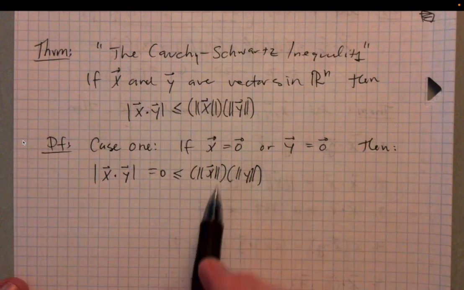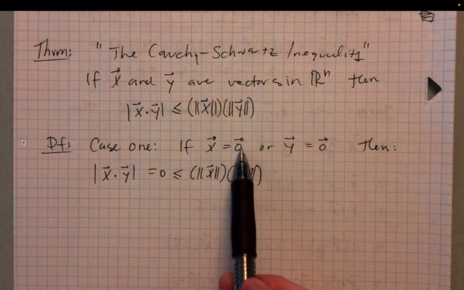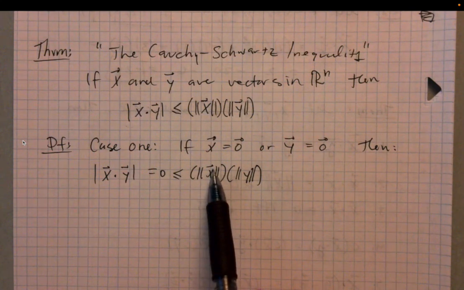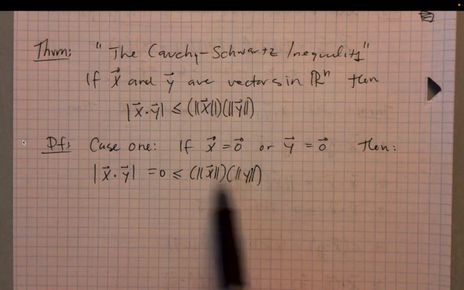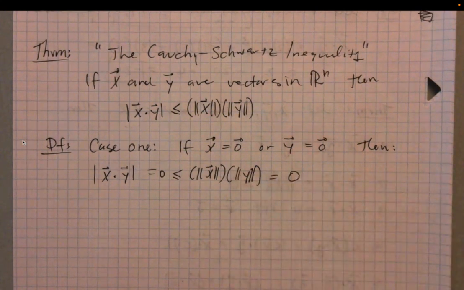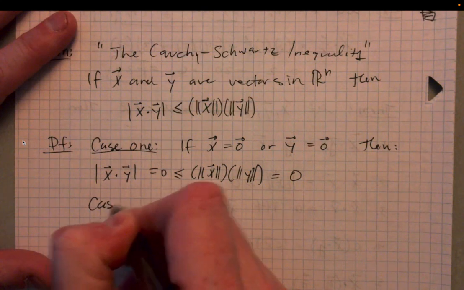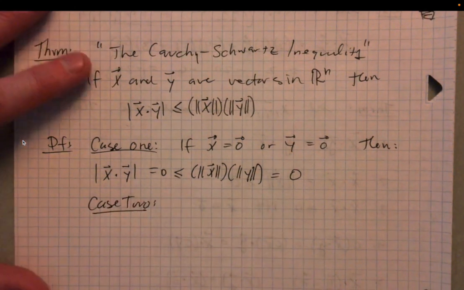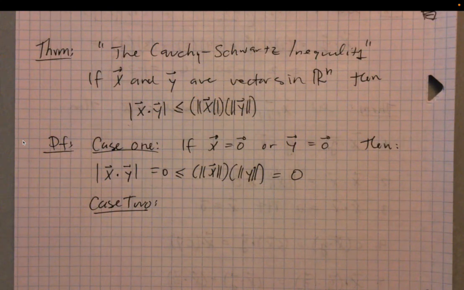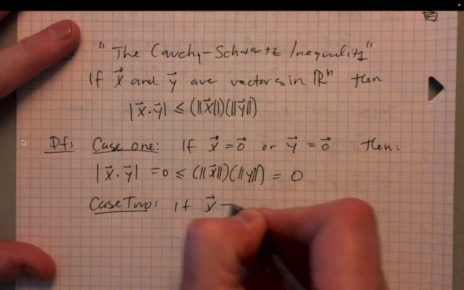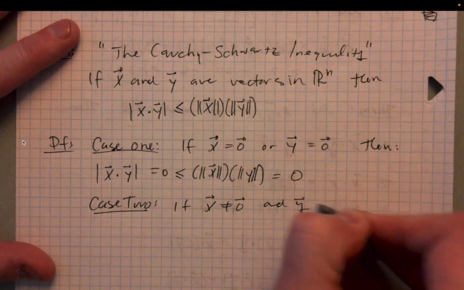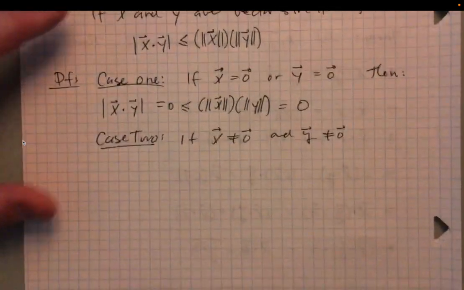So if x is the zero vector, then the length of x is zero, so this will be zero. If y is a zero vector, this will be zero. Either way, one or both of these are zero, and so this has to be equal to zero. Okay, so case one is the trivial case where at least one of the two vectors is zero. So that one holds up. Case two then, assume x and y are not the zero vector. Neither of them are the zero vector.